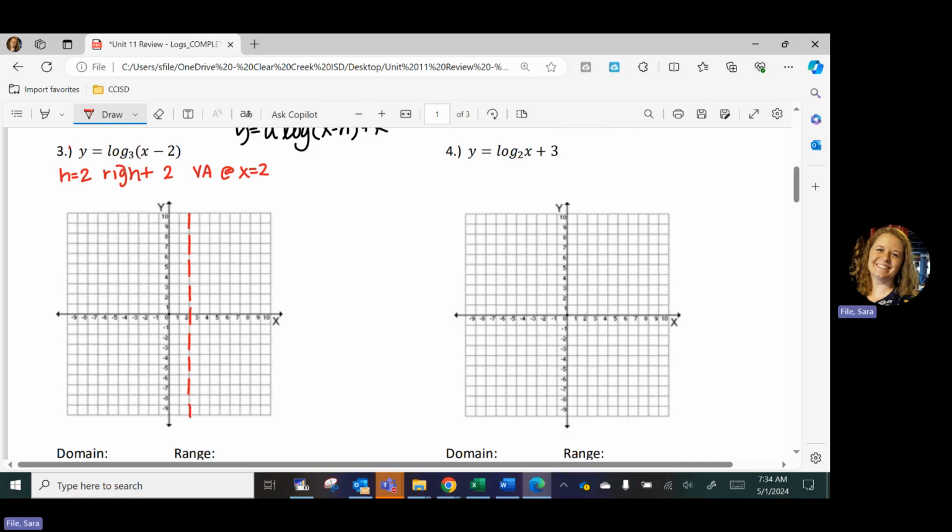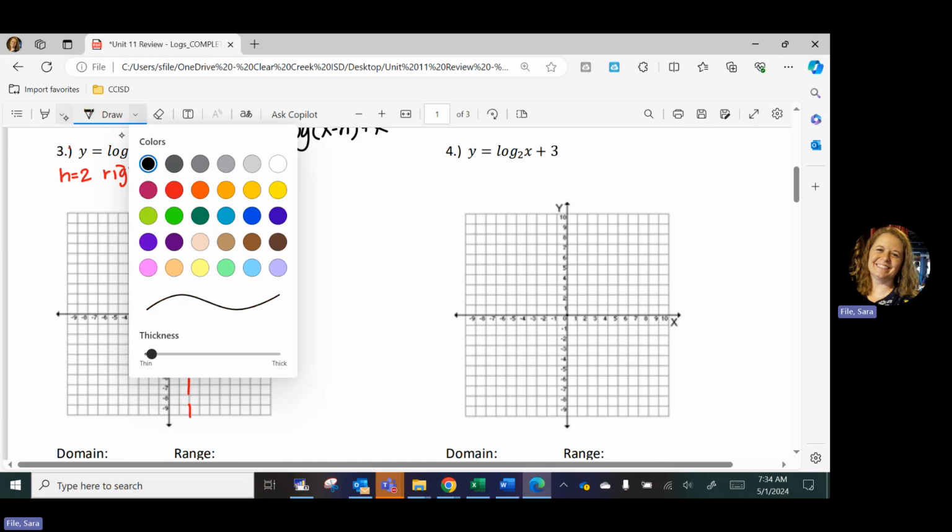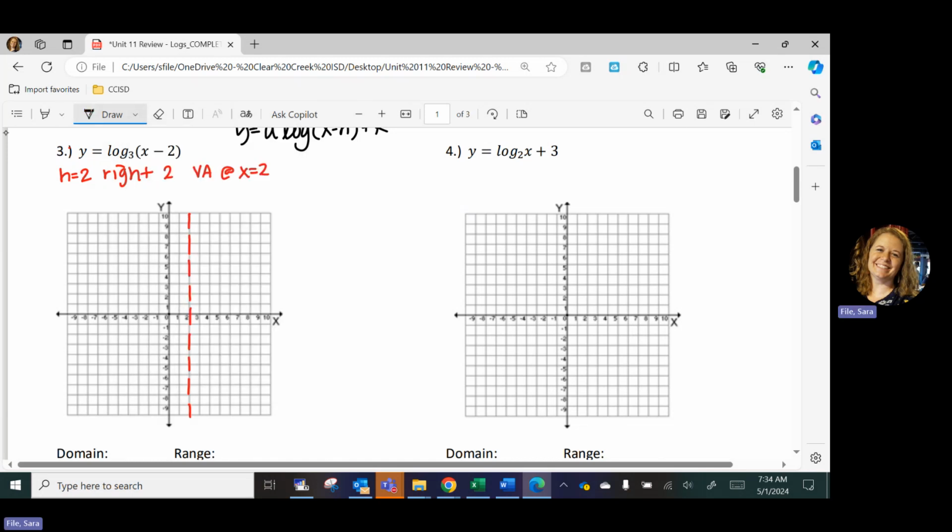All right, any other transformations on this one? A is the understood 1, nothing multiplied in front, so no stretch or compression, no reflection. K, there's nothing added on the outside, so K is an understood 0, so no vertical shift. So the only change is right 2. So what was my x-intercept at 1 is now at 3, because I went to the right 2.